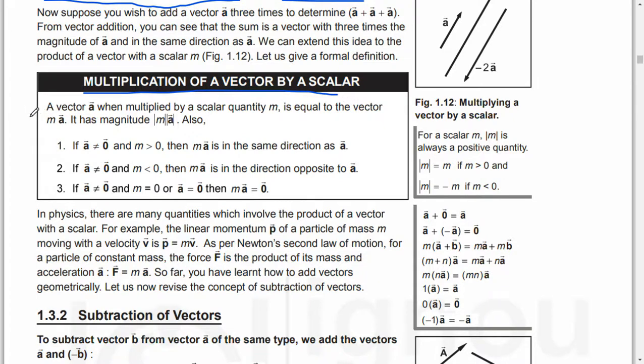A vector A, when multiplied by a scalar quantity m, is equal to the vector mA. 1. It has magnitude modulus of m times modulus of A. 2. If A not equal to 0 and m greater than 0, then mA is in the same direction as A. If A not equal to 0 and m less than 0, then mA is in the direction opposite to A. 3. If A not equal to 0 and m equal to 0, or A equal to 0, then mA equals 0.